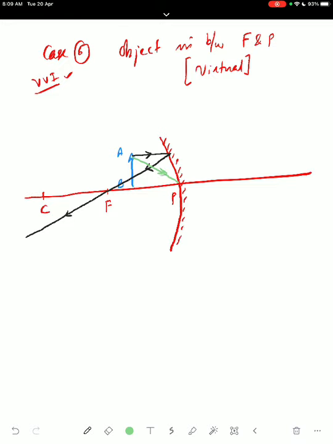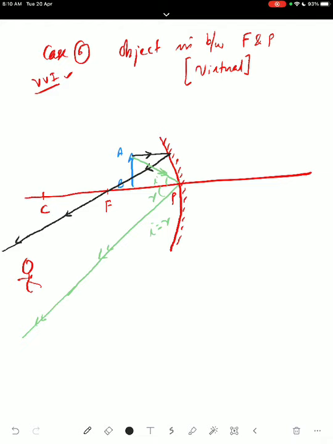After reflection, this is the angle of incidence. It obeys the laws of reflection and reflects back: i is equal to r. Just see here, if you are standing on the left side, you can see that these two rays are diverging. Diverging means they are not going to meet anywhere. They are going like this, so the distance is increasing. We call that diverging.